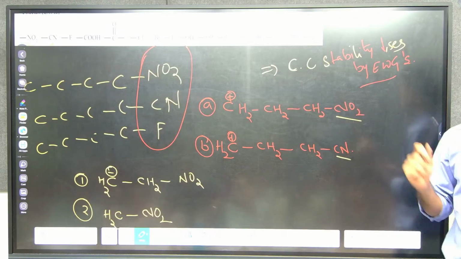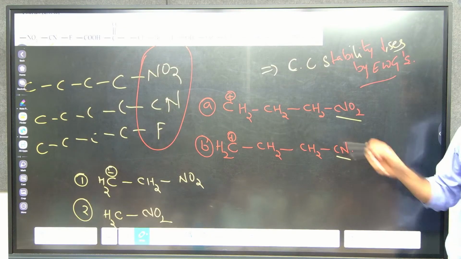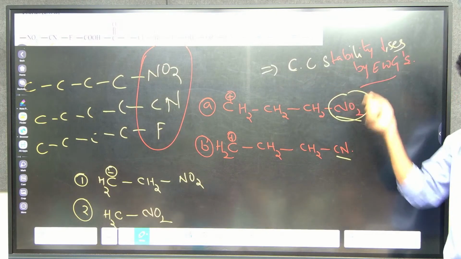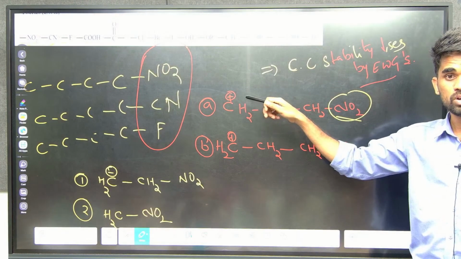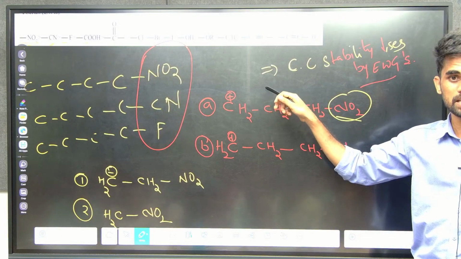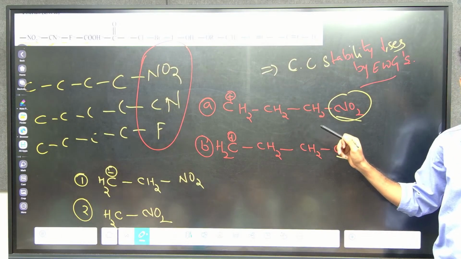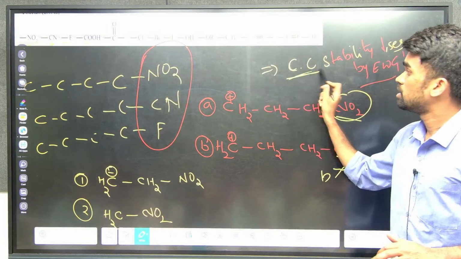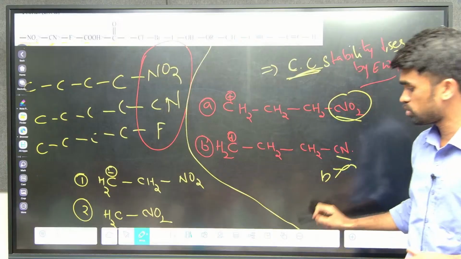Which is the stronger electron withdrawing group here? The nitro group. Therefore, it will strongly withdraw the electrons and destabilize the system more. So it means it will be least stable. So out of these two, which is more stable? B is more stable than A. This is the story of what? Carbocations. Up to here it is clear now?